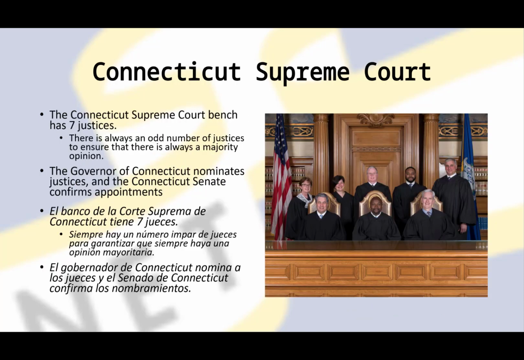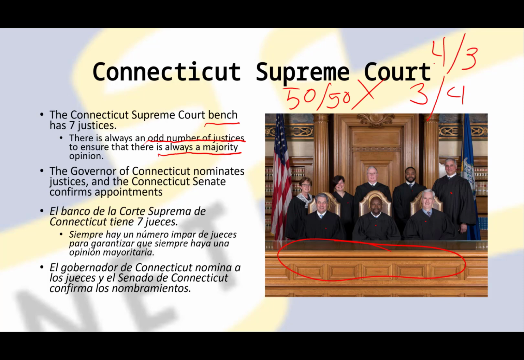So, the Connecticut Supreme Court bench has 7 justices. 1, 2, 3, 4, 5, 6, 7. And then there's another one, so in case one is sick, he can come in. Whenever you're on the bench, there's always an odd number of justices to make sure there's always a majority. It will never be 50-50. It's always going to be 3-4 or 4-3. Sometimes you'll get 7-0, 6-1, but it's usually in the 4-3, 3-4 area.